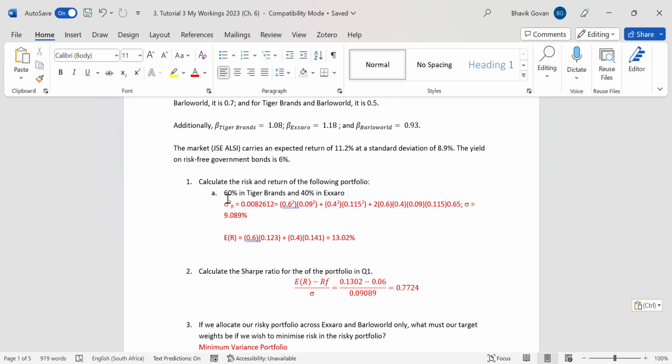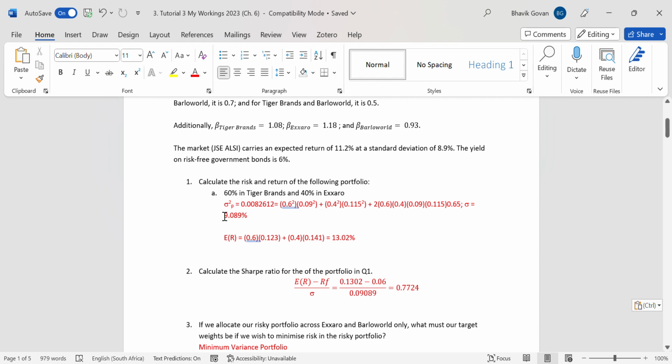So this differs from the questions that we were answering last week because we no longer have two assets, one being risky and the other being risk-free. This time we have two assets which both carry risk. So our formulas would be different.